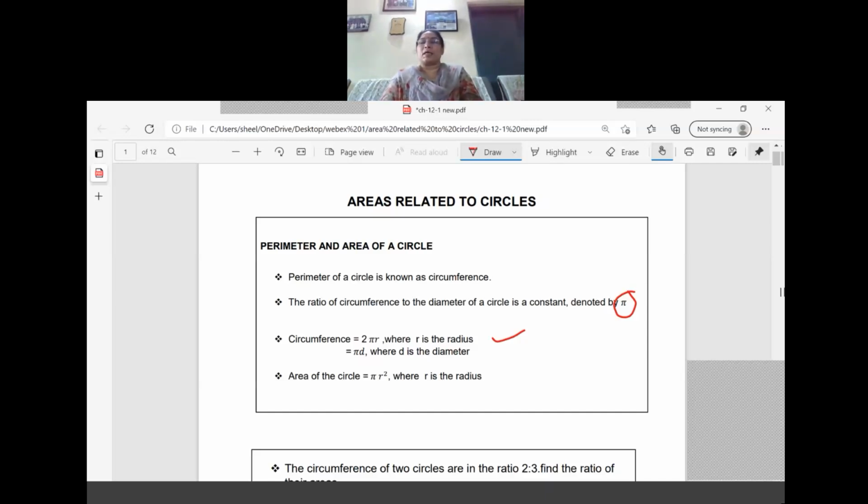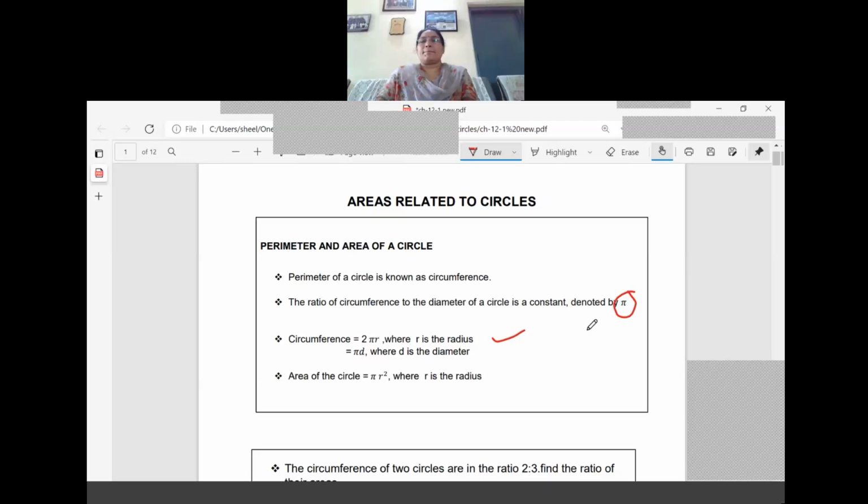Now the area of the circle, as you know, is pi r square, where r is the radius. These two formulas are very common to each and every one of you. Just a revision, and this is a beginning exercise. So most of the time we are going to use either the circumference formula or the area of the circle formula, right? So this is the concept we have to learn for the first exercise.